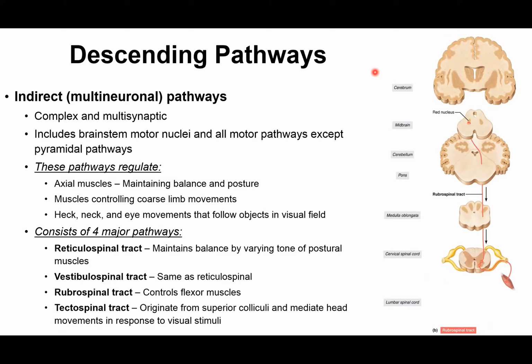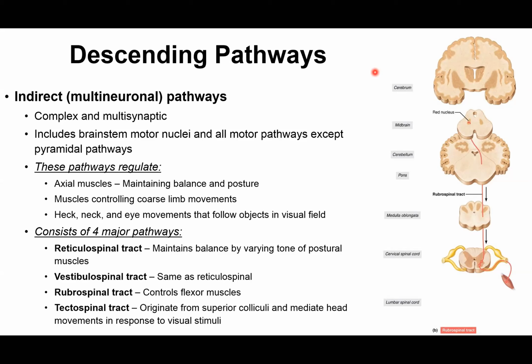And so these particular pathways are going to regulate axial muscles to maintain balance and posture. They are going to regulate muscles that control movement of our limbs, and also going to regulate head, neck, and eye movements that help to follow objects in our visual field. So when someone says like follow my finger and they move it all around in front of your eyes, this particular tract is helping to regulate your eye movements, your head movements, and your neck movements that allow you to follow a person's finger.